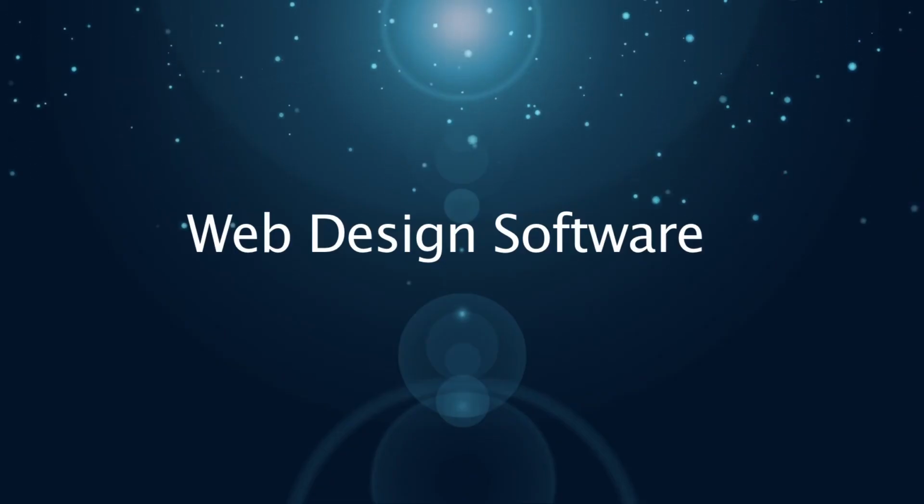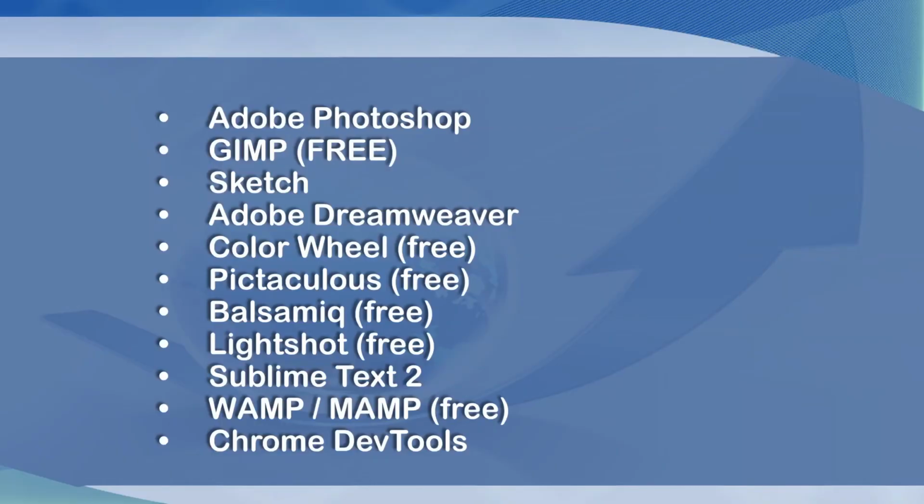Web design software. In this section, let us discuss some software for web designing. WordPress is an ideal software for beginners. Some of the essential web design software includes Adobe Photoshop, GIMP (free), Sketch, Adobe Dreamweaver, Color Wheel (free), Pictaculous (free), Balsamiq, Lightshot (free), Sublime Text 2, WAMP or MAMP (free), Chrome Dev Tools.